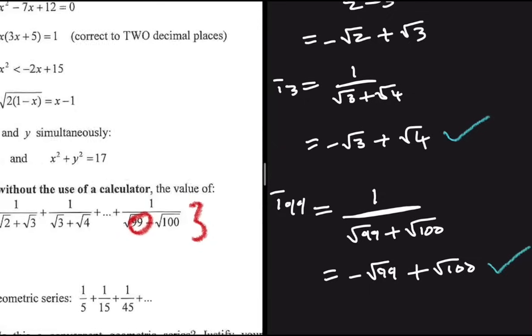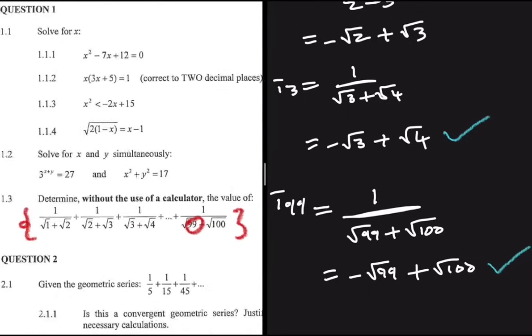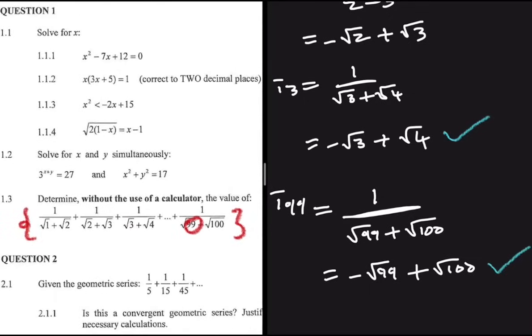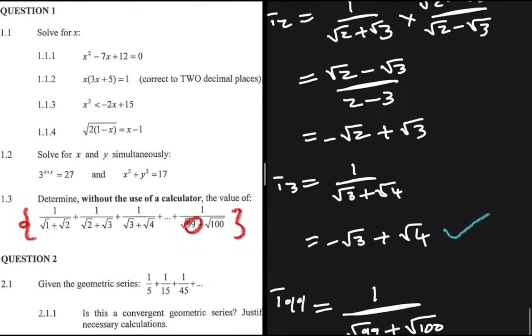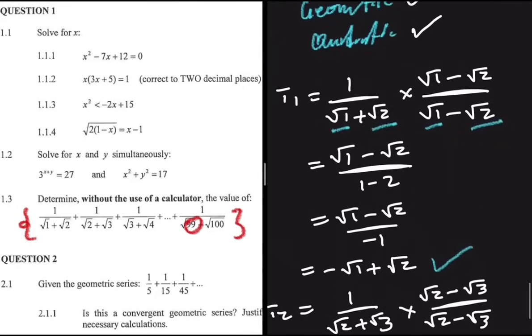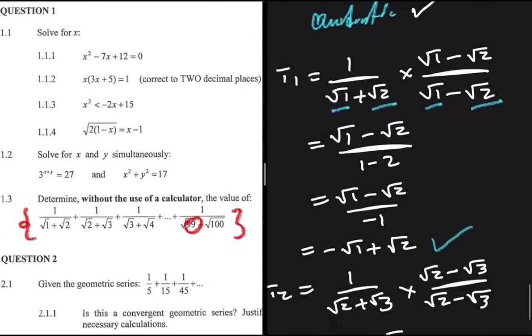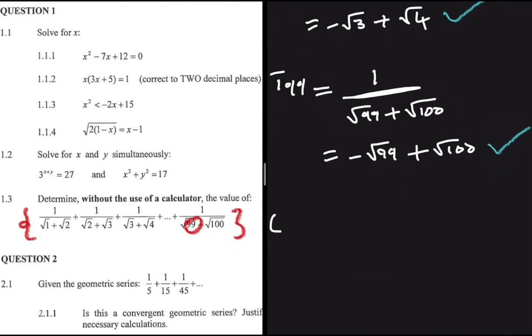Let's write our series again, but now we're using the rationalized terms, right? So if we do that for T1, what do we have for T1? We have minus square root of 1 plus square root of 2, right? But minus square root of 1 is just minus 1, right? So we have minus 1 plus square root of 2. That is the first term, right?